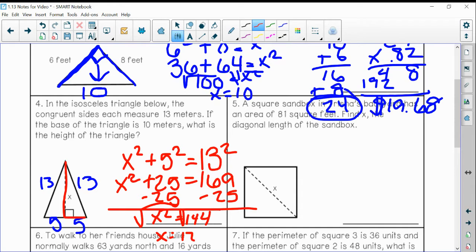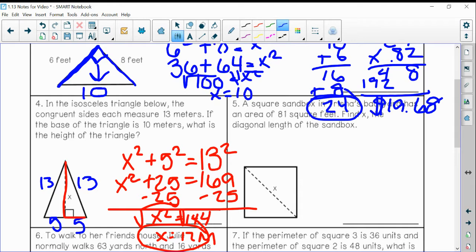Is that what it's asked for? What is the height of the triangle? Yes. Our height that we did not have is 12 meters. Did you get that one? That one was fairly straightforward. They didn't ask us for anything. They gave us a triangle, and we just solved it. Awesome. So then the next one says a square sandbox in Trisha's backyard has an area of 81 square feet.